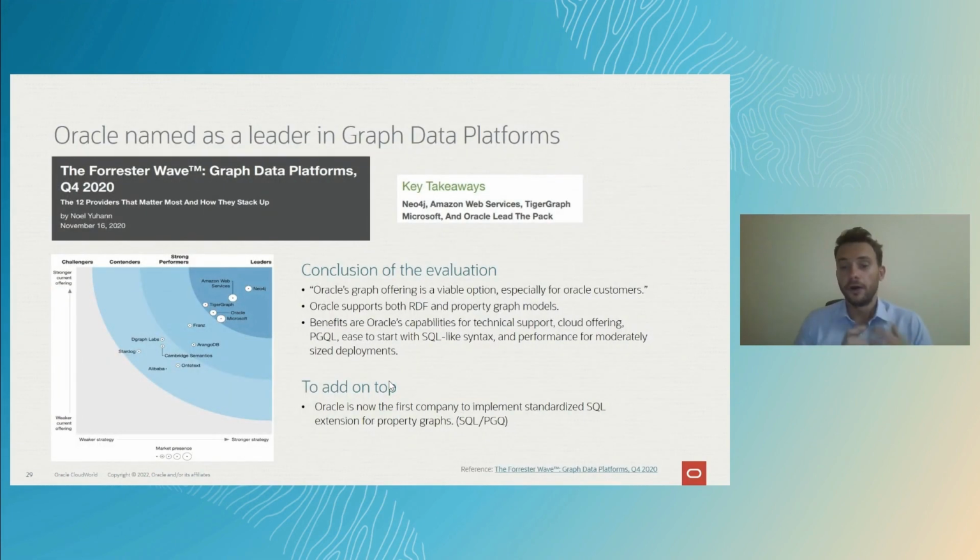Right. So Oracle has been named a leader in terms of graph data platforms. This happened 2 years ago. And this year, to add on top, Oracle is the first company that implements the standardized SQL extension for property graphs.